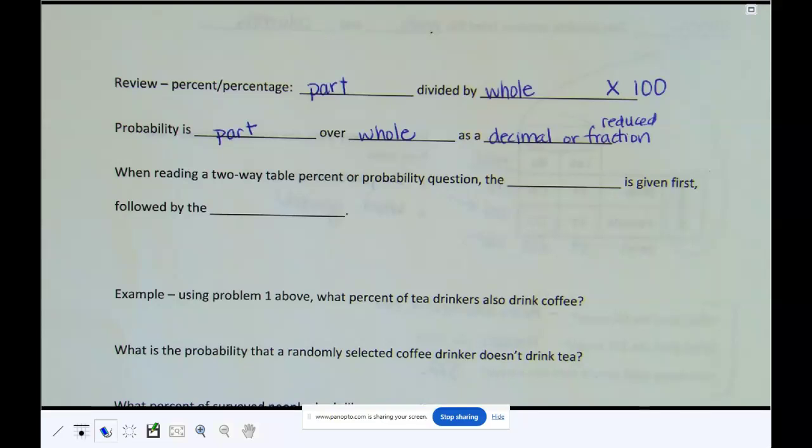40% chance. So I take this number, part divided by whole, and I multiply them times 100. So 0.4 times 100 would be 40%.